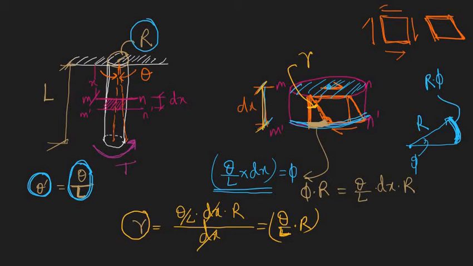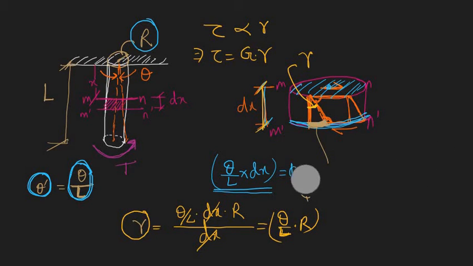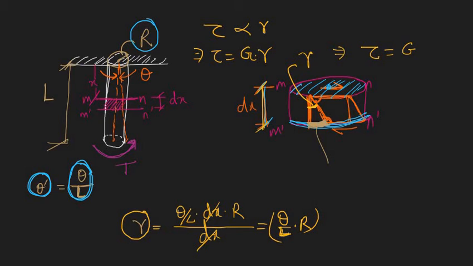You have also learned that shear stress is proportional to strain, or stress can be expressed as G times gamma, where G is the modulus of elasticity in shear. Clear? So let's clean the board again and rewrite the equation of the stress. Stress is coming as G times theta by L times r. Very important formula.